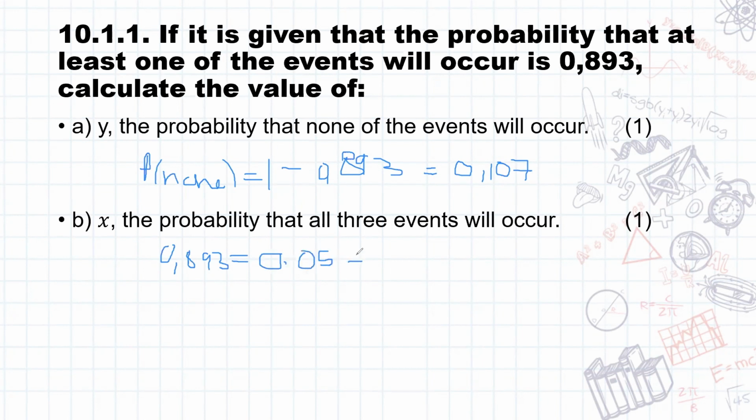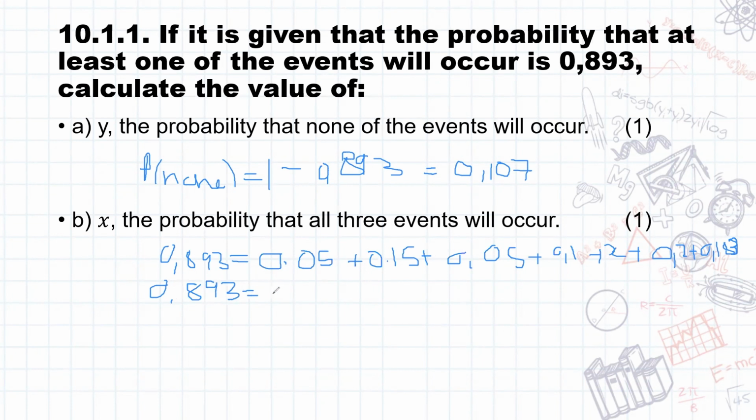So it'll be 0.05 plus 0.15 plus 0.05 again, plus 0.1 plus x plus 0.2, and lastly plus 0.183.